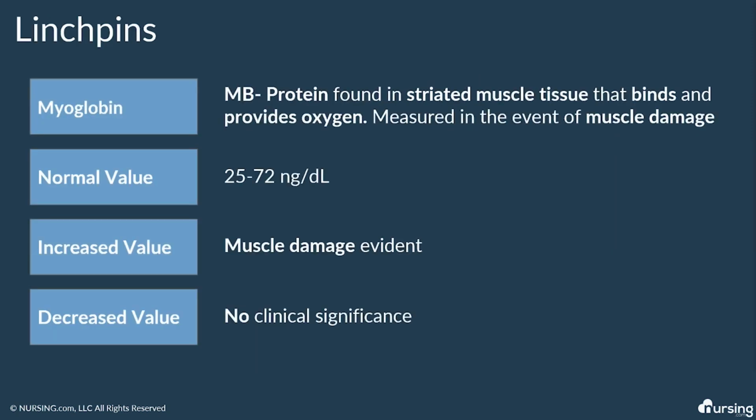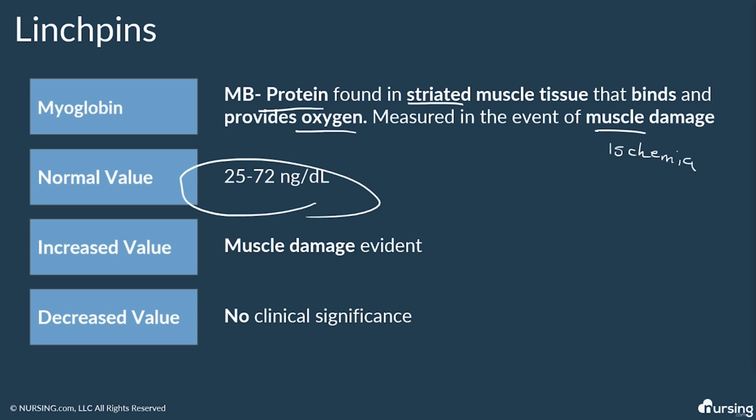Linchpins for this lesson are that myoglobin is a protein that binds oxygen in striated muscle, and it's measured in the event of muscle damage or to evaluate for ischemia. Normal values are between 25 and 72 nanograms per deciliter. We'll see values increased when there's muscle damage, and when it's decreased, there's likely no clinical significance. Remember, that myoglobin is in the muscle exactly where it belongs, providing oxygen to the tissue.